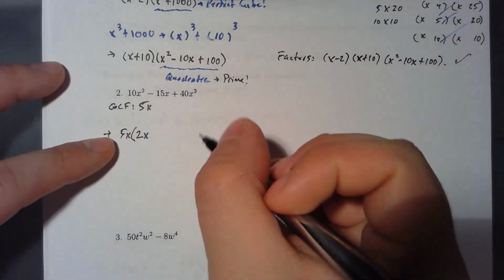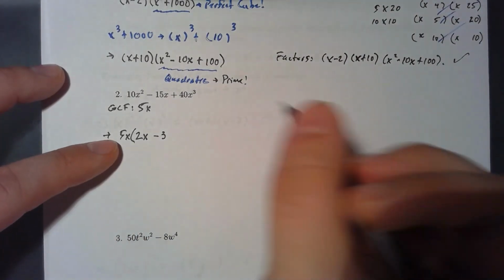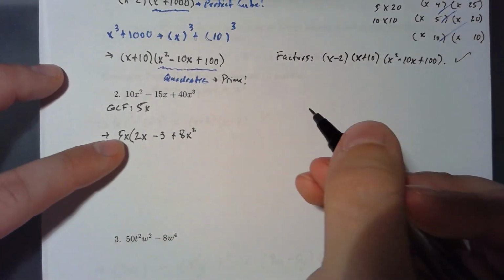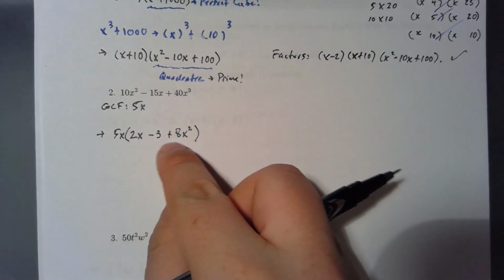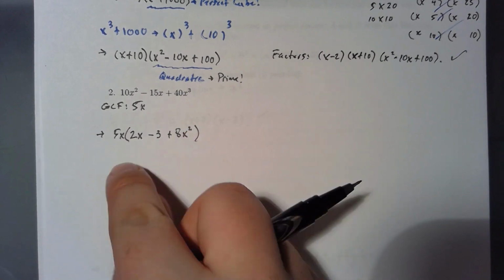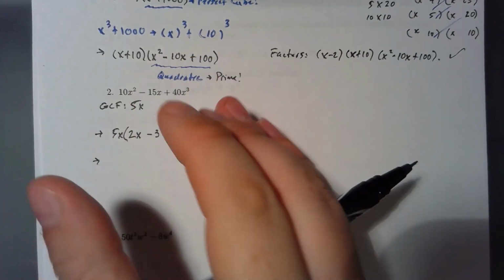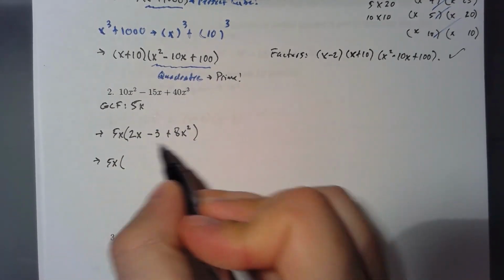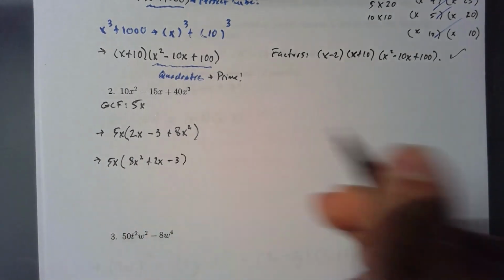Five out of negative 15 is negative 3. 5 out of 40 is 8. x squared, right? Because x out of x cubed is x squared. Now, what's wrong with this? Well, it's not written in descending order, right? When we write a polynomial, we write the powers in descending order. I could have done that up here, but at some point you have to write it in descending order. So let me just rewrite this as 8x squared plus 2x minus 3.